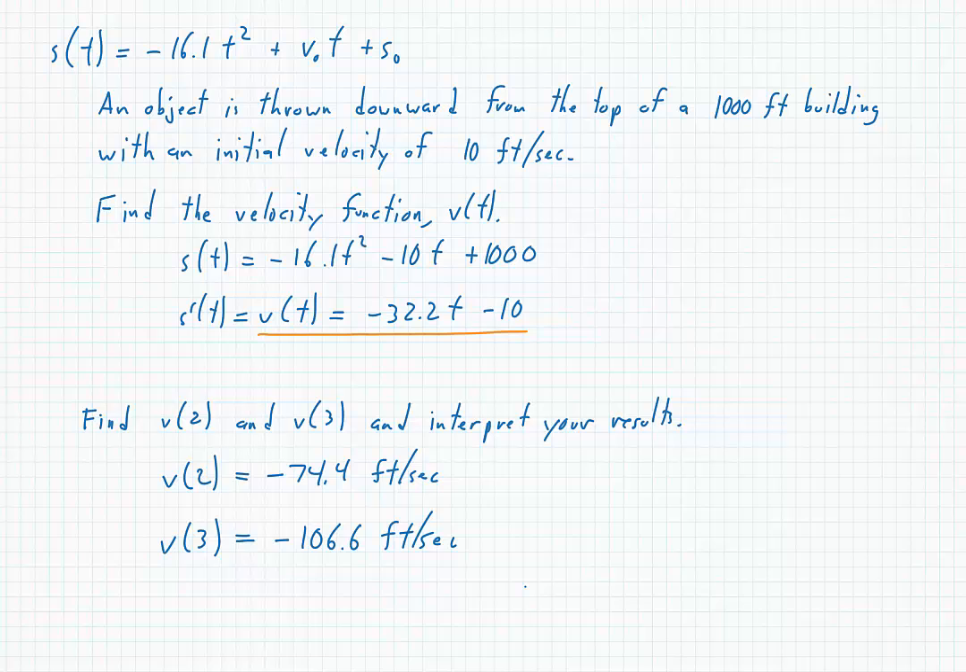Pick any other value of time in between 2 and 3, and you'll get values in between negative 74.4 feet per second and negative 106.6 feet per second. So these again are instantaneous velocities exactly at that moment. These are not true at any other moment in time. This is not an average over some period of time. They're good only at those moments of time.